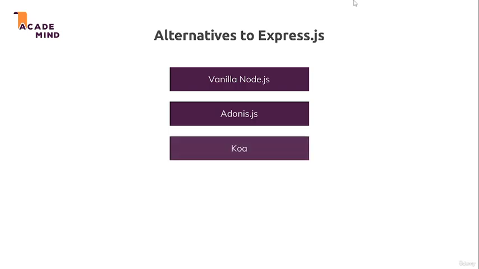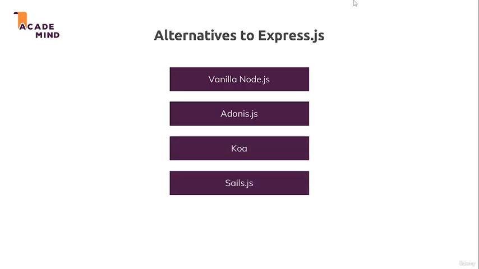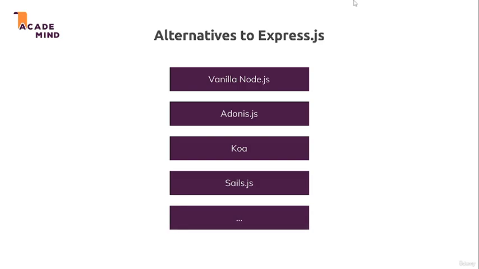There also is Koa or Sails.js, and there are many more. You can basically Google for Express.js alternatives, and you will find plenty of blog posts diving into the different alternatives and what their strengths and weaknesses are. But Express.js is by far the most popular and most often used one, which is why I will also teach it here. The great thing about Express is that it's highly flexible.